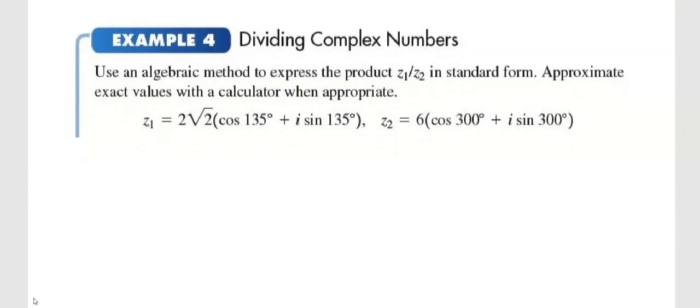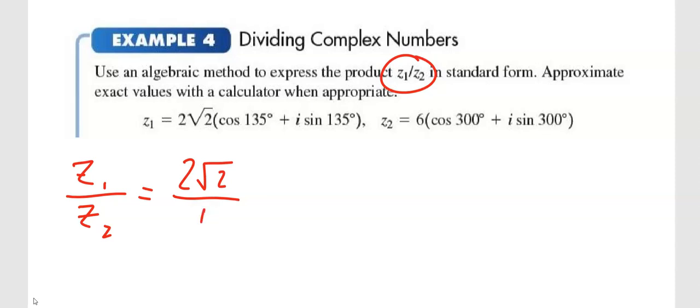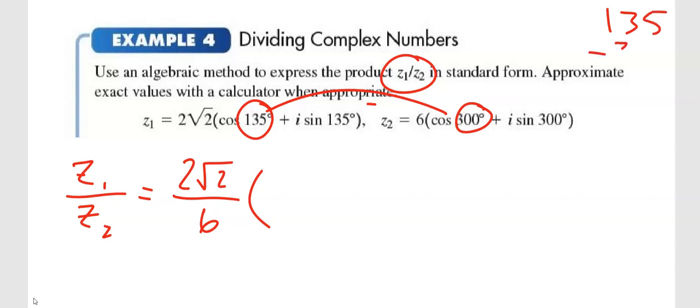Example 4. Same thing, but this time they want me to divide. So Z1 over Z2, that's the way they have written it. According to what we saw, we would take the radius of the first divided by the radius of the second, and then we're going to end up subtracting these two angles in that order. So what is 135 minus 300? That's going to give me definitely a negative angle: negative 165.